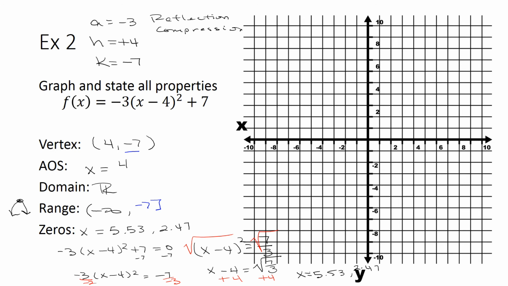So now I'm just going to plot my points. I have my vertex at (4, negative 7) right here. My zeros at 5.5-ish and 2.5-ish, right about there. Axis of symmetry right down the middle. Okay, so if you go ahead and plot or draw your parabola, you're going to notice that it got pretty skinny there. Okay, I don't expect your parabolas to be pretty, but I do expect your points to be accurate.